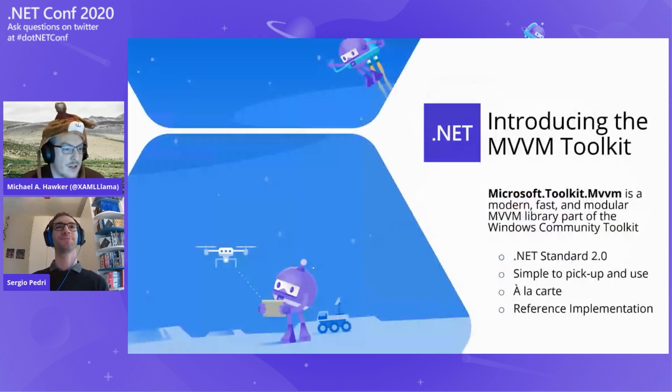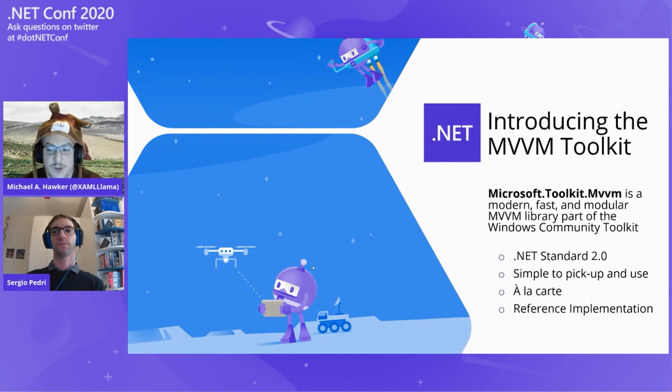So with that, it's our great pleasure to introduce the MVVM Toolkit to you. It's a modern, fast, and modular MVVM library that is part of our Windows Community Toolkit, but is .NET Standard based, so it can work for whatever apps you're trying to build, be it UWP, WPF, Xamarin, Blazor, Uno, all those different types of great apps that you can build. We can use this library with.